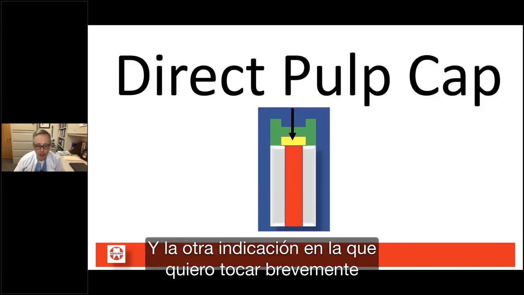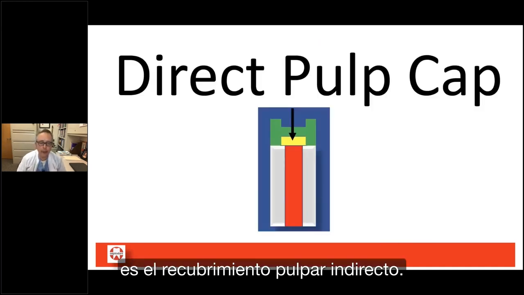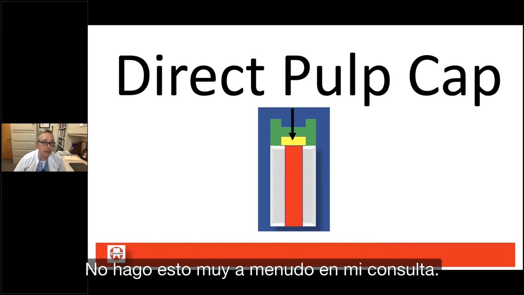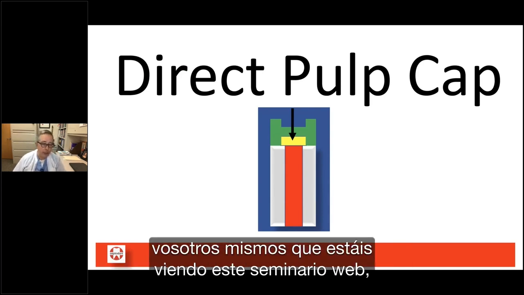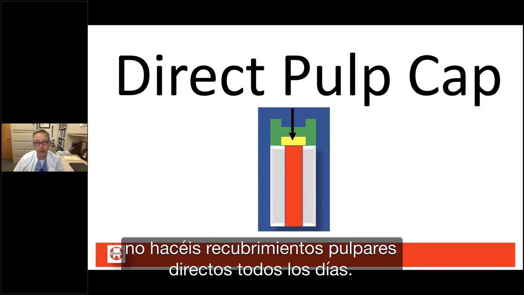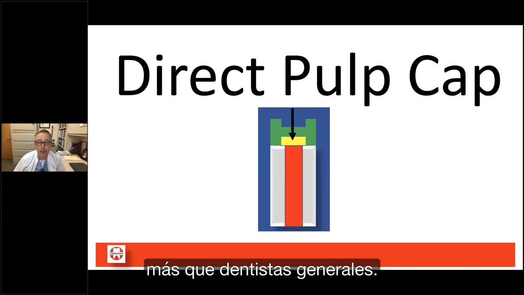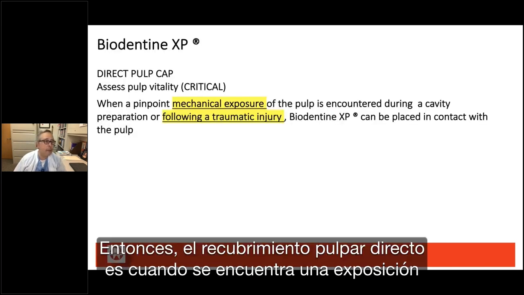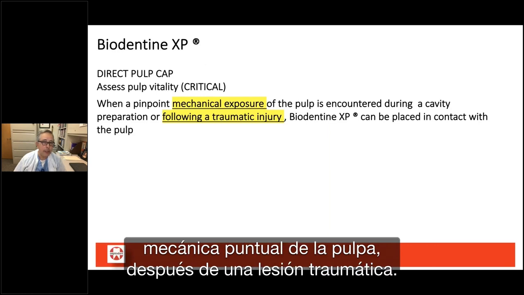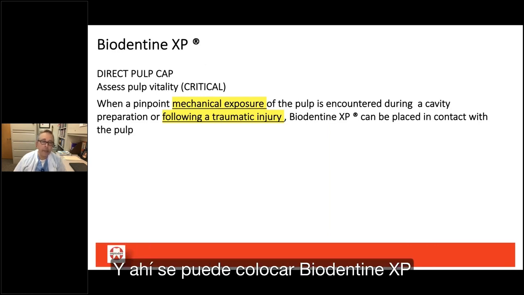And the other indication that I want to briefly touch base on is the direct pulp cap. I don't do this very often in my office. You can imagine, probably you sitting there watching this webinar, you don't do direct pulp cap daily. If you are a pediatric dentist, a little bit more than a general dentist. So direct pulp cap is when a pinpoint mechanical exposure of the pulp is encountered following a traumatic injury, and then Biodentine XP can be placed in contact directly with the pulp. That's a direct pulp cap.